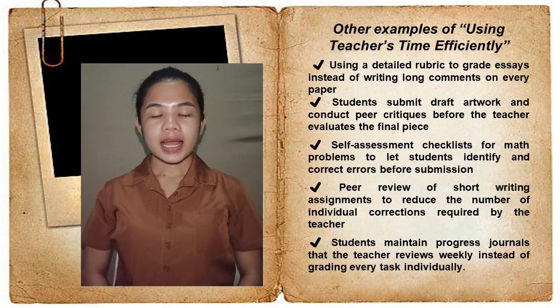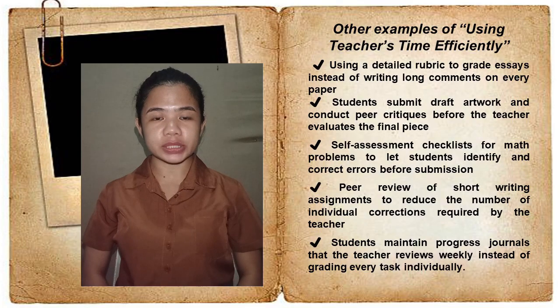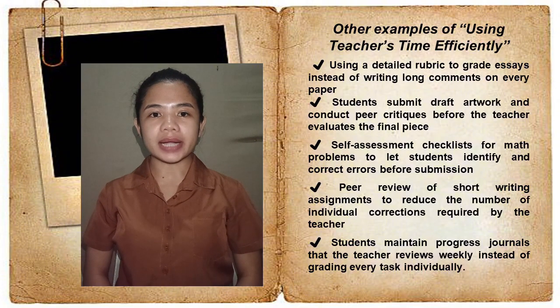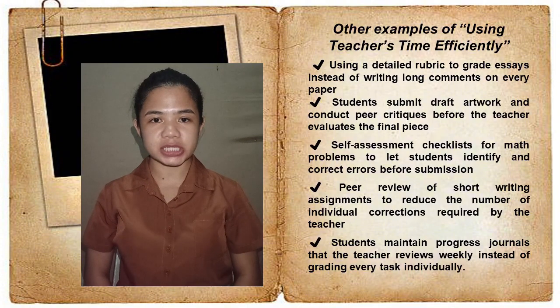And here are the additional examples. First, using a detailed rubric to grade essays instead of writing long comments on every paper. Second, students submit draft artwork and conduct peer critiques before the teacher evaluates the final piece. Third, a self-assessment checklist for math problems lets students identify and correct errors before submission.